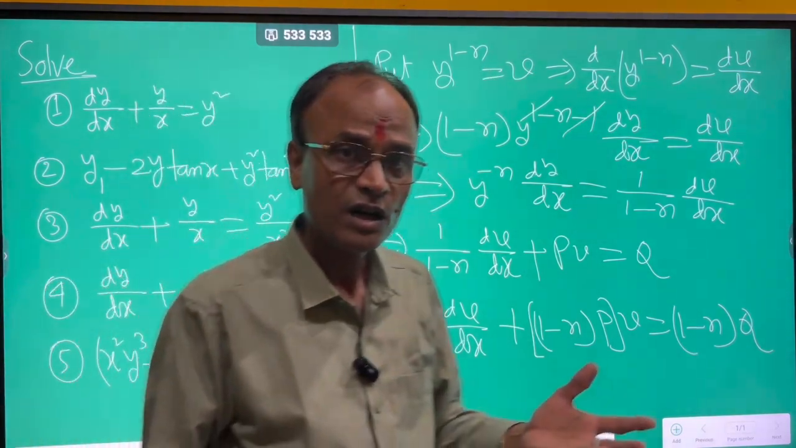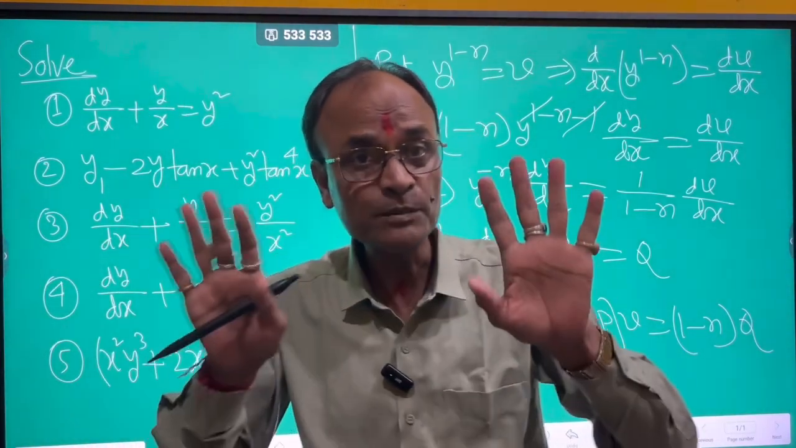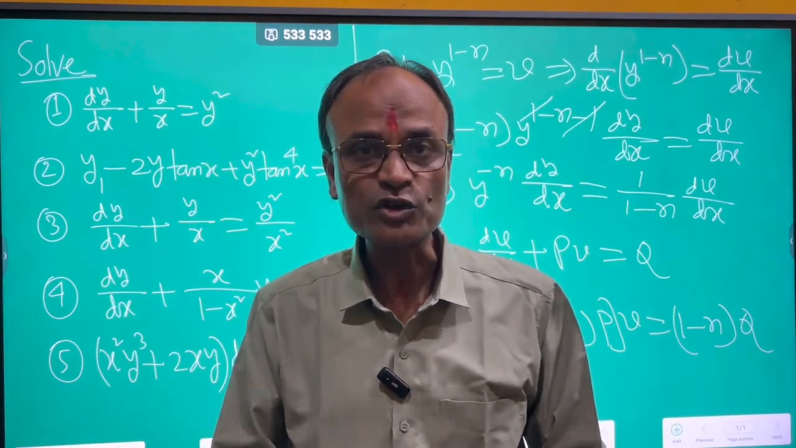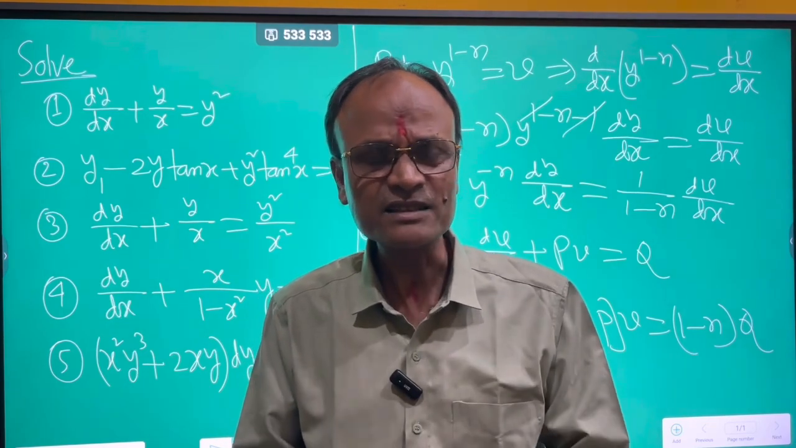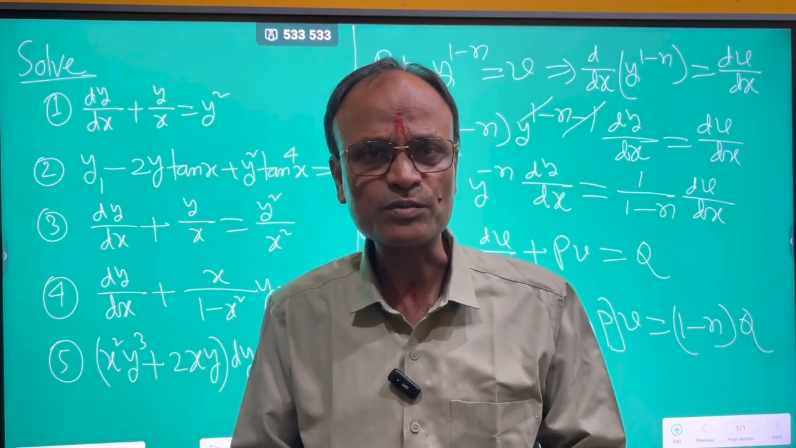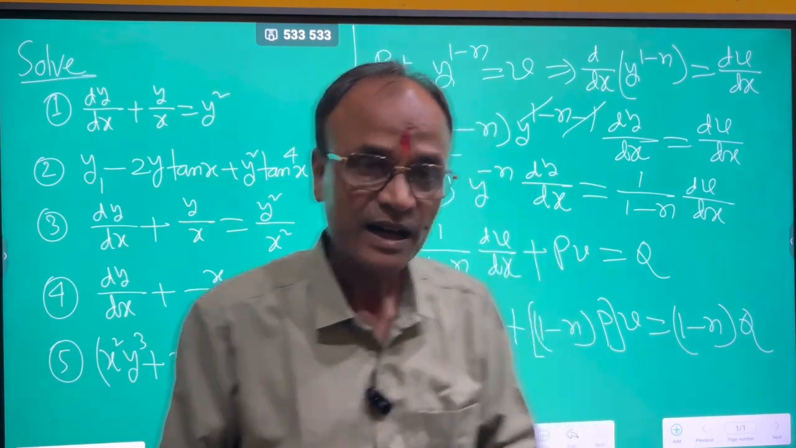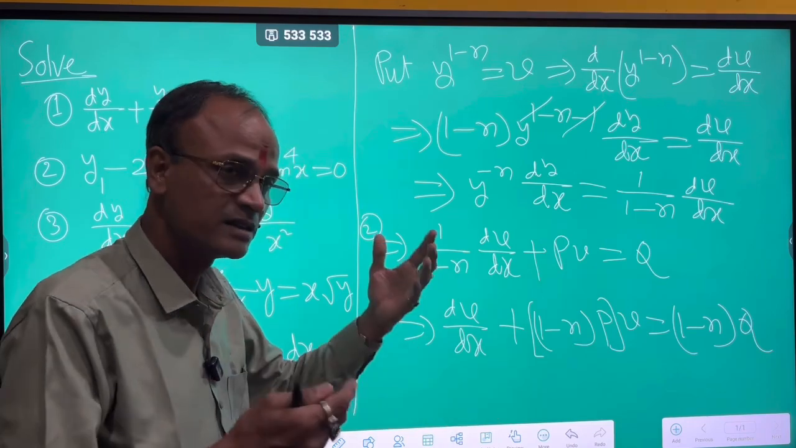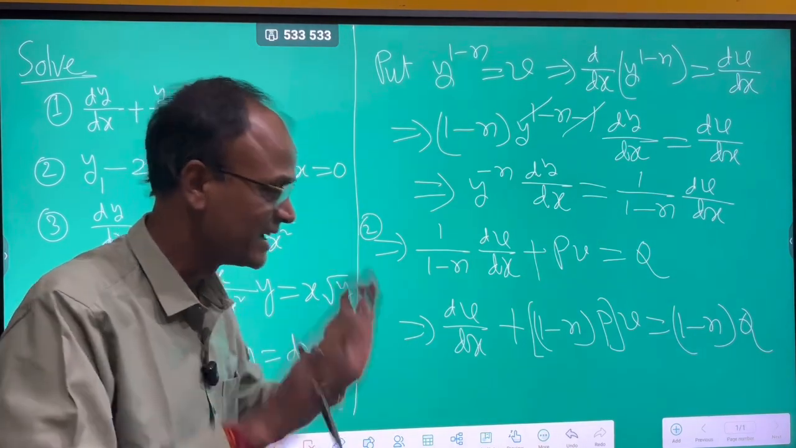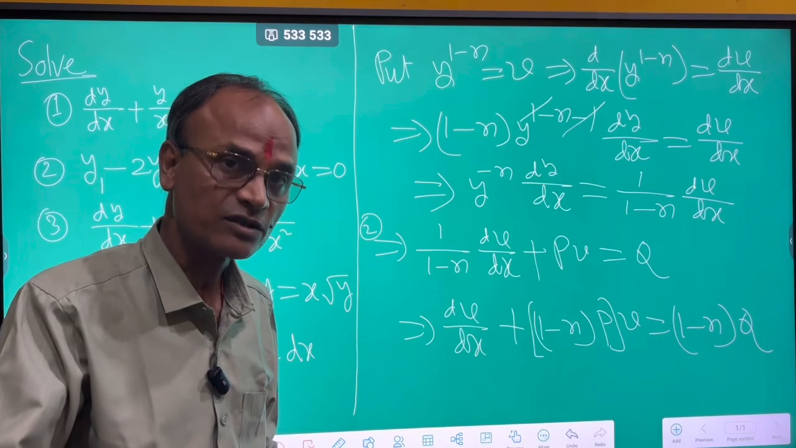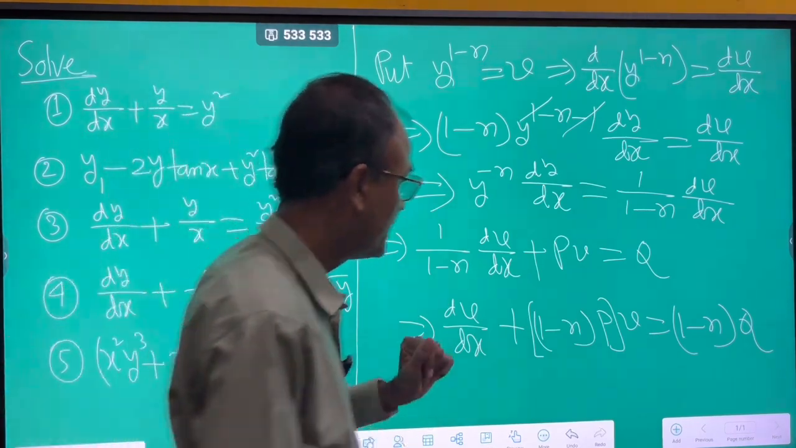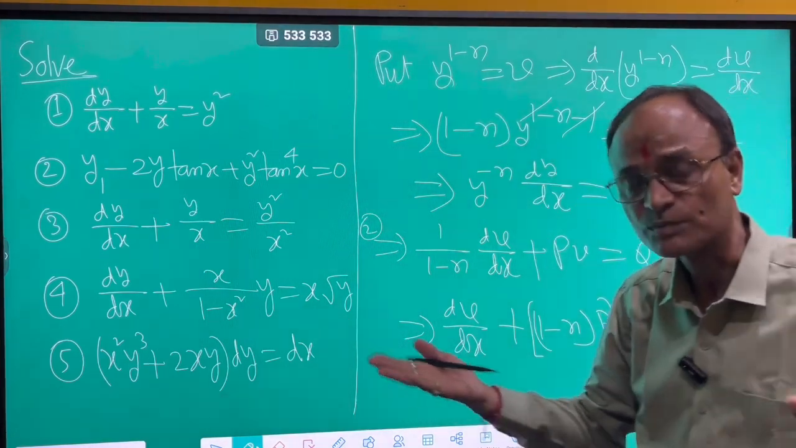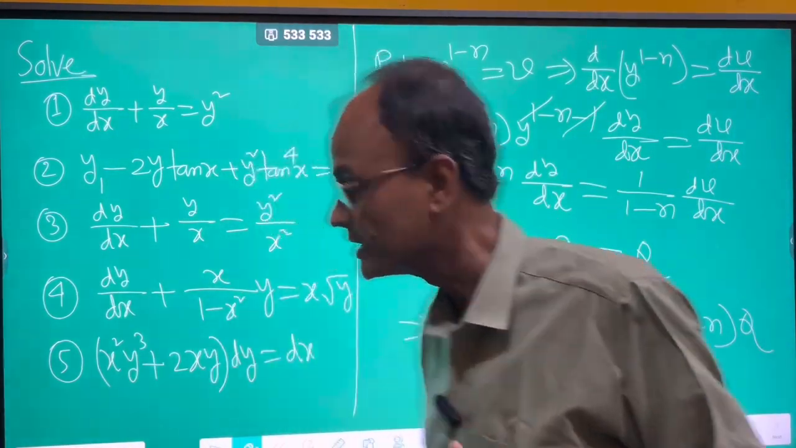In this way, a Bernoulli's differential equation can be easily converted to a linear differential equation of first order and first degree, and we can easily solve a linear differential equation. You will get a relation between v and x with an arbitrary constant. Then for v, you substitute y to the power 1 minus n, and you will get the solution of the required Bernoulli's differential equation.